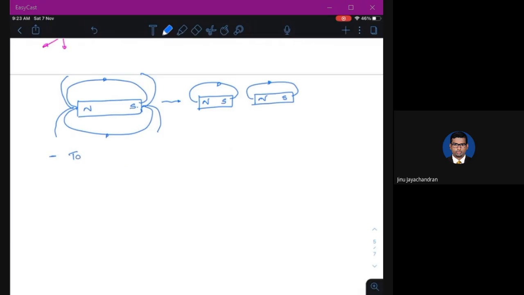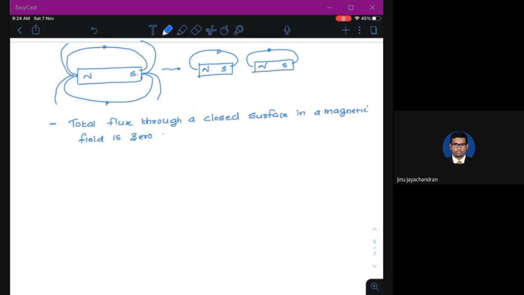Let me write that. Total flux through a closed surface in a magnetic field is zero. Why? Because magnetic flux lines are always closed. You will not have individual flux lines just like we have in electrostatics. So because they are closed, the total flux through a closed surface is zero, which means phi is equal to zero. That is integral B dot dS.